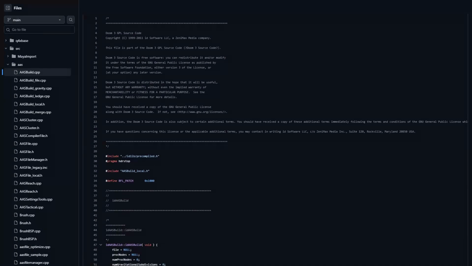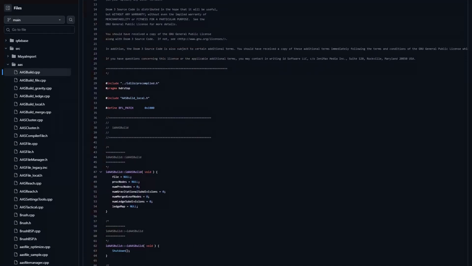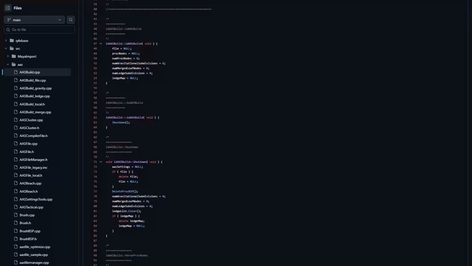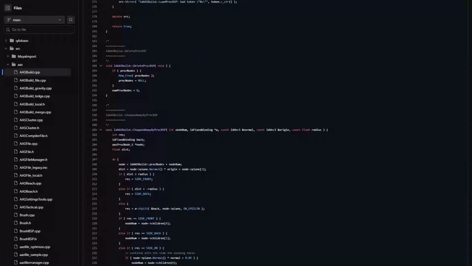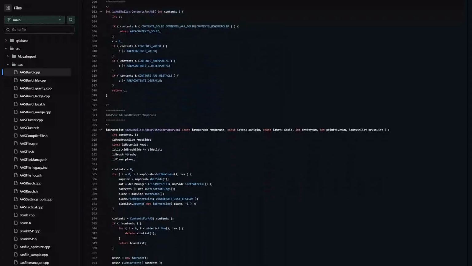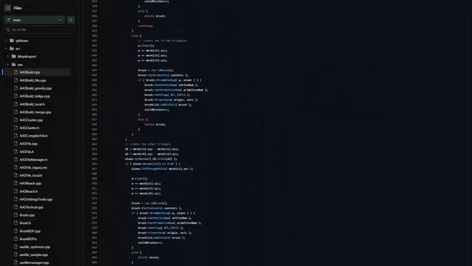Over in aasbuild.cpp, the codebase implements the area awareness system responsible for AI pathfinding navigation meshes. The code parses procedural BSP nodes from .proc files, subdivides level geometry along gravitational planes, and prepares pathing data so strong AI enemies can navigate complex level geometry seamlessly.